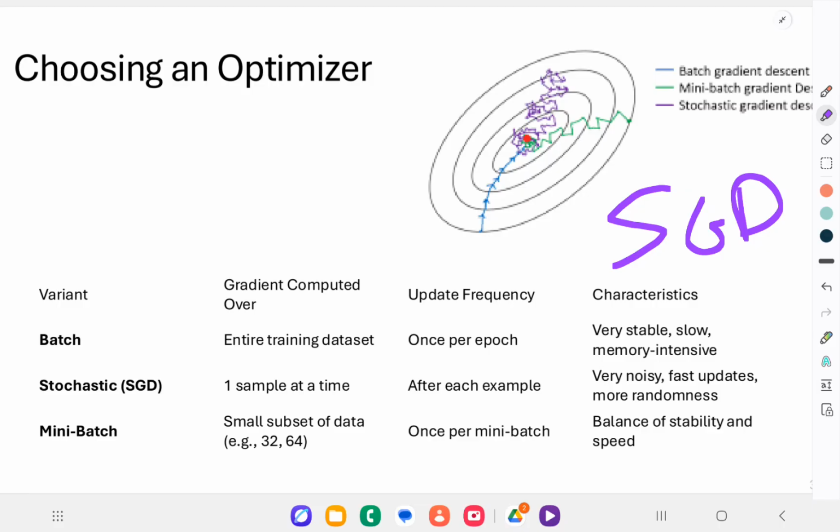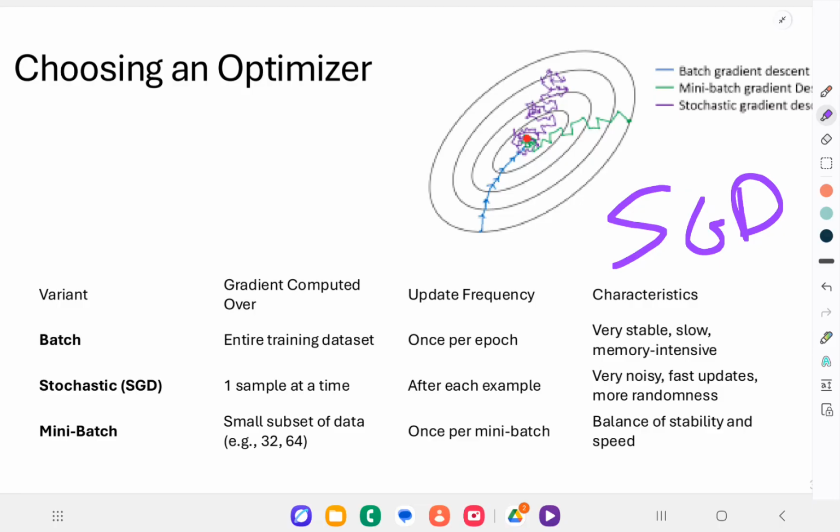There are actually three main variants of gradient descent: the batch, the stochastic, and the mini batch gradient descent. In batch gradient descent, we compute the gradient using the entire training data before taking one single step. This makes the gradient direction very accurate, but it is also slow and requires a lot of memory, especially for large data sets.